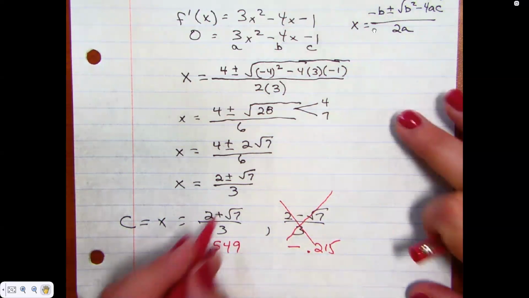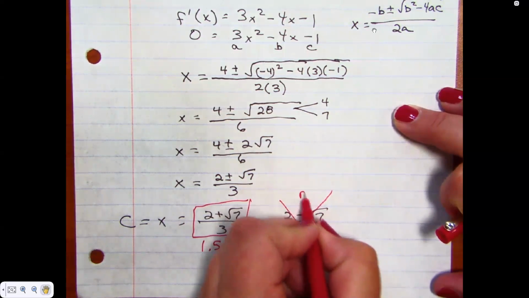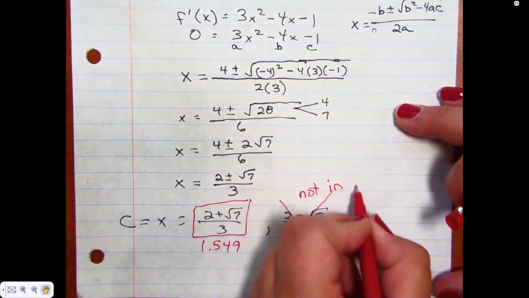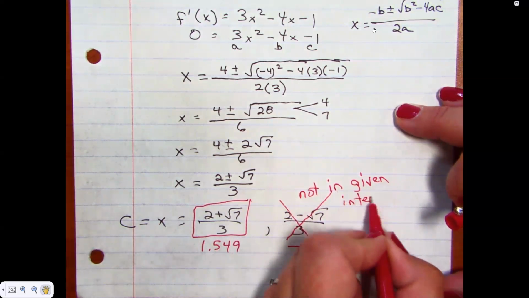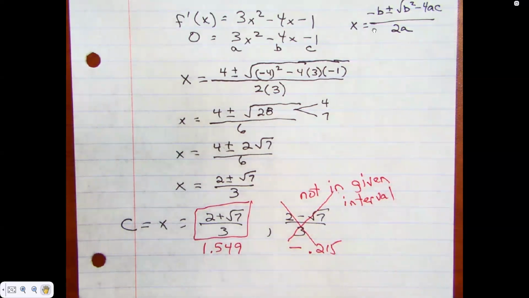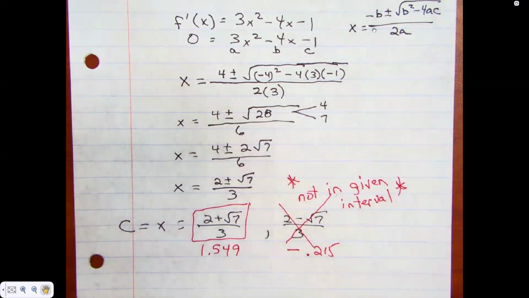So we're only going to type this guy in. Let's write this maybe. Instead of just crossing it out, let's write "not in given interval." See that? That's probably pretty important. The reason we're crossing it out is it's not in the given interval.